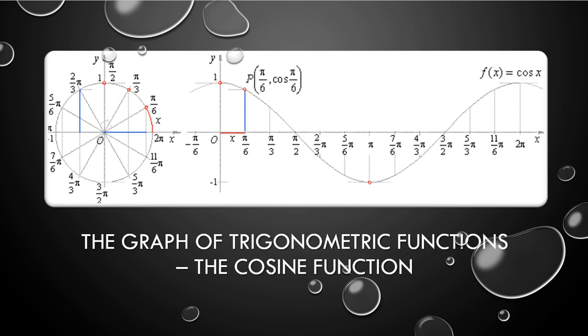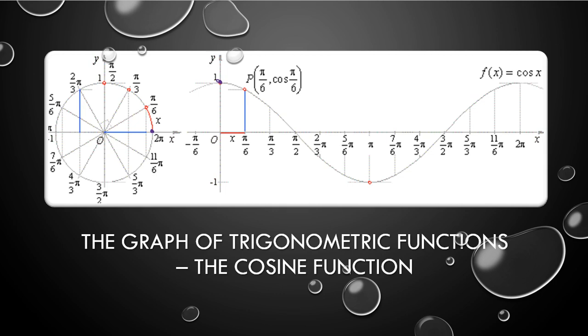our x coordinate is 1. The value of cosine 0 is 1. So we have the highest, or the maximum point, directly there.